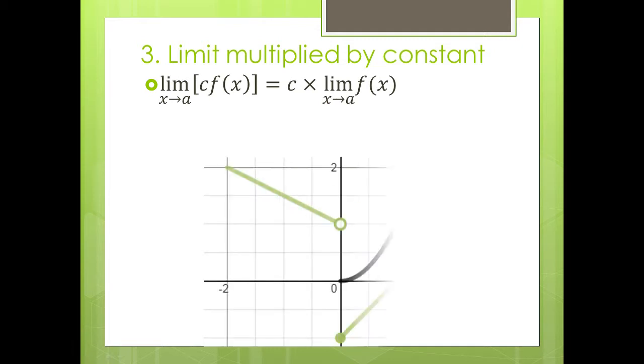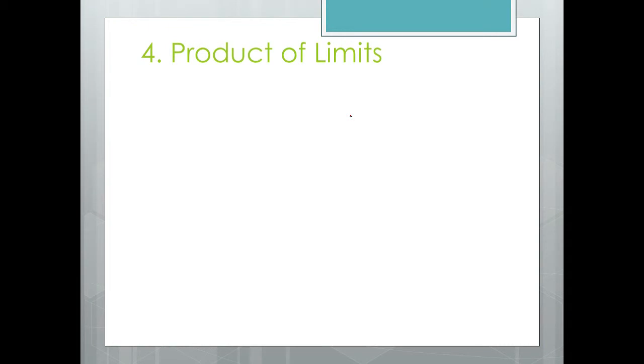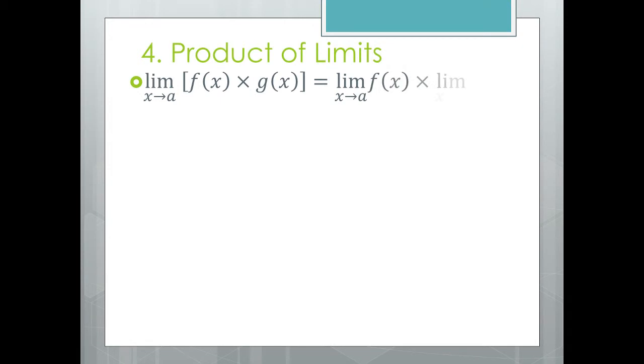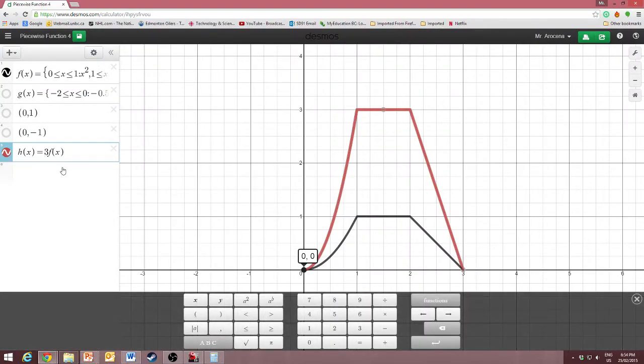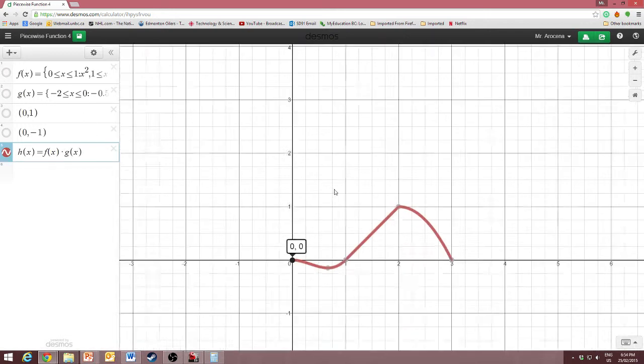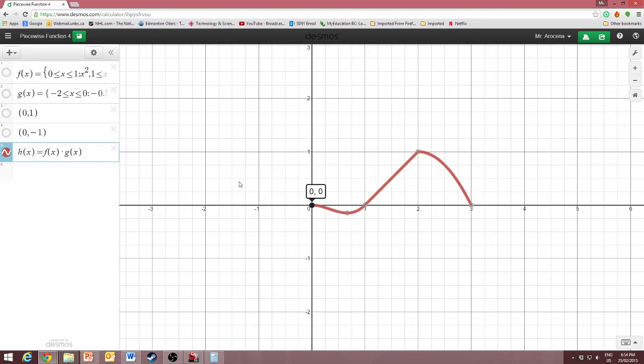Now what if you multiply by a function? This is where we get our product of limits. The product of limits is, as you would expect, if you take the limit as x goes to a of f of x times g of x, this is the same as saying the limit as x goes to a of f of x times the limit as x goes to a of g of x. And we can see that again. Let's go back to my graph. So f of x times g of x. We'll hide this. And there you go. There's my graph.